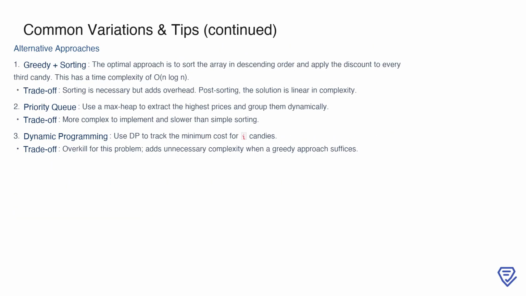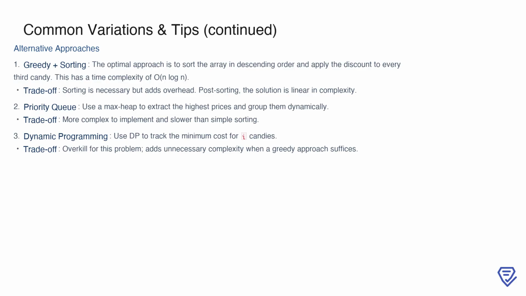For alternative approaches, the most common and optimal method is the greedy algorithm combined with sorting. By sorting the array in descending order, you can systematically apply the discount to every third candy, which ensures minimal cost. This approach has a time complexity of n log n due to sorting, with a linear pass afterward. A potential trade-off here is the overhead introduced by sorting, but it's necessary for the greedy strategy to work effectively.